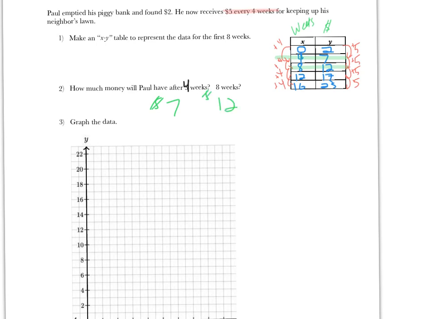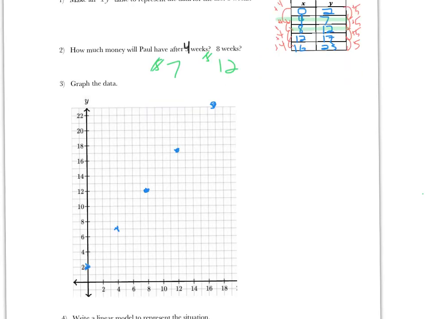Now we're going to graph the data, graph what's on the table. You may notice that I've graphed the points (0, 2), (4, 7), (8, 12), (12, 17), (16, 23), and I am going to connect it with a line, and that is a graph of my data, and I should make sure that I label my axes with dollars and weeks. It's not always dollars and weeks, but it is for this problem.